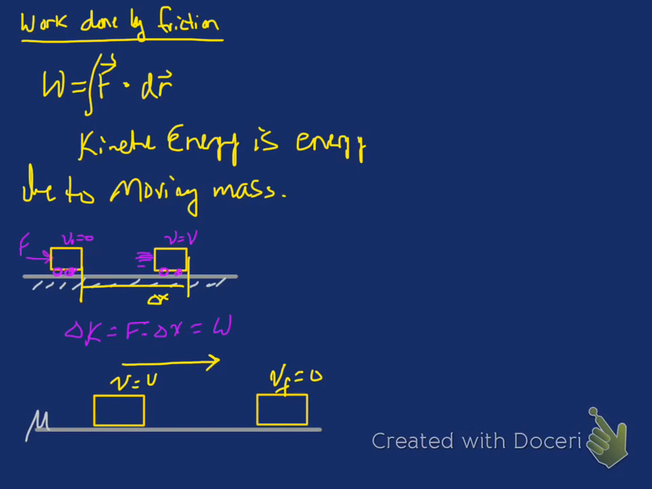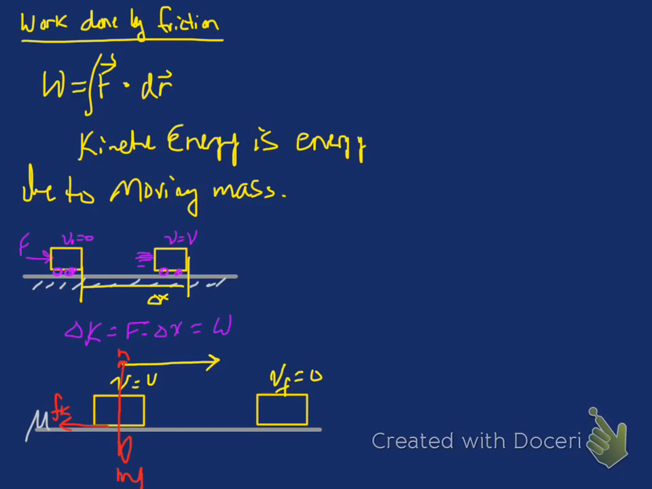So we're going to have an mg here, and we're going to have a normal force there, and those are balanced. But then if we're pushing in that direction, we're going to have a friction force down here on the bottom, kinetic friction that's actually going to be sliding, and that force is going to be acting opposite to the direction of motion.